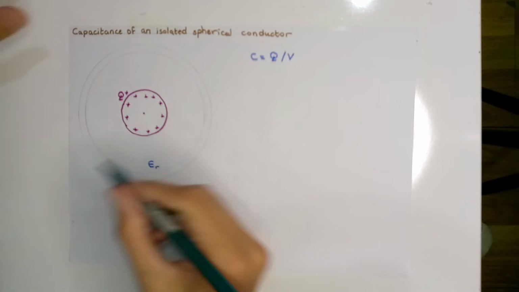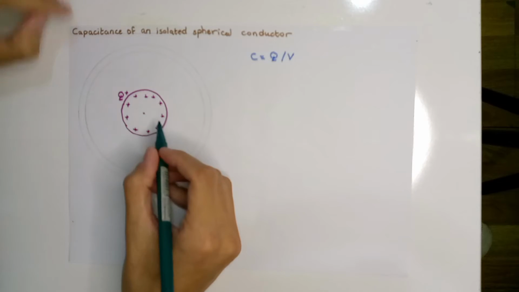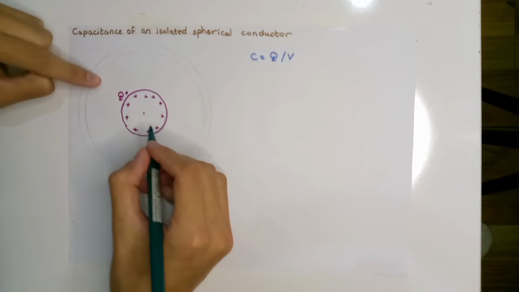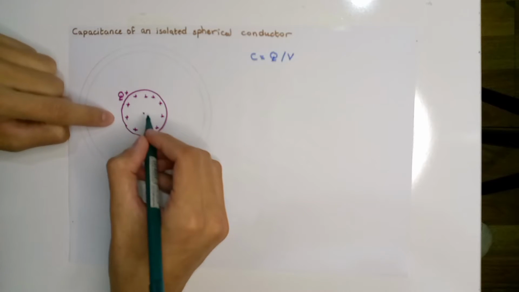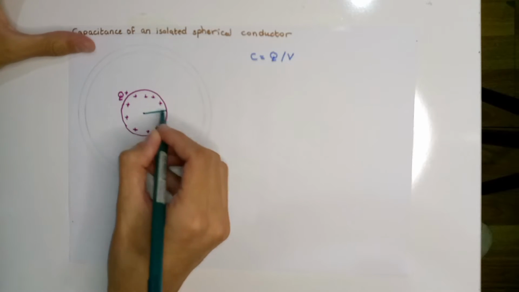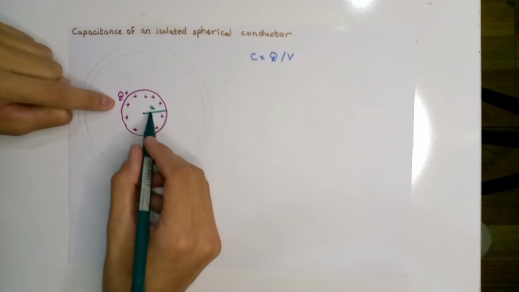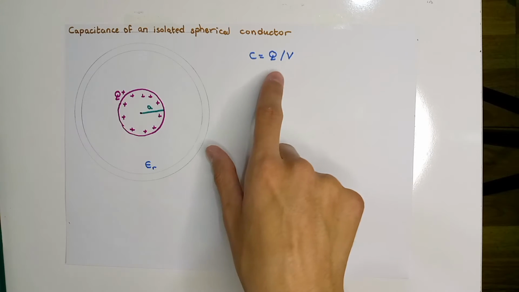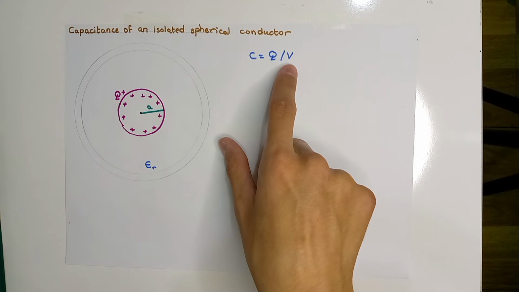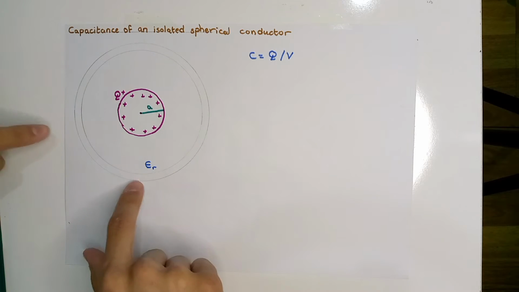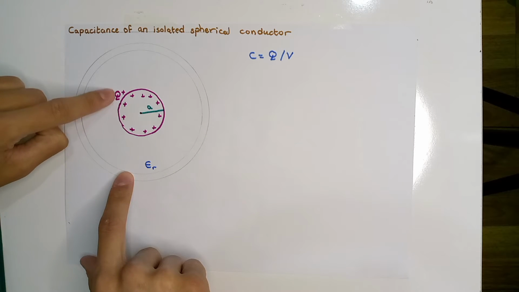Before starting the calculation, we must determine the radius of this spherical conductor. This is a sphere, not a circle. Let's say that the radius of this sphere is equal to a. We all know that V is the electric potential difference between the two conductors within a capacitor system, but in this case we have only one conductor.